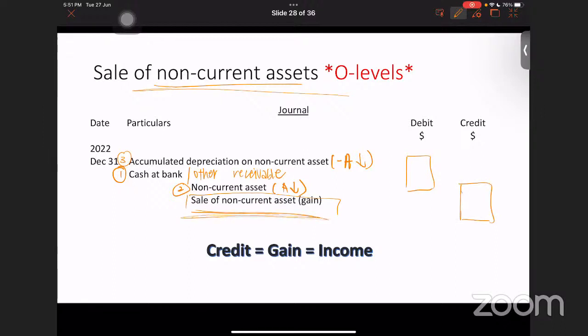I will need to credit another amount to balance it, right? Then it will be a gain. Why? Because credit is an income. So income, it will be a gain. I'm making money. Credit is an income, which is a gain. So this one will really depend on how you're going to balance the whole journal. Later we do some examples, you will get what I mean. So this one will be the gain scenario.